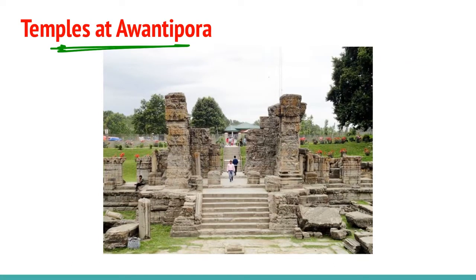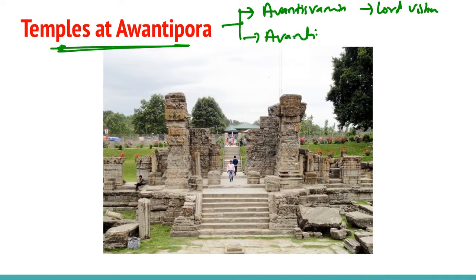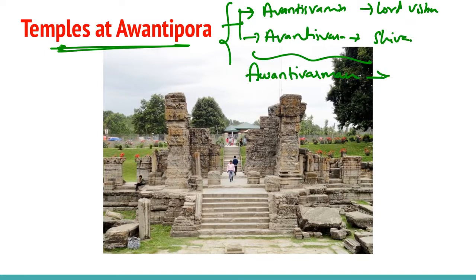Temples at Avantipura. There are two temples in Avantipura. They are Avantiswamin, which is for Lord Vishnu, and Avantishvara, which is for Lord Shiva. These two temples were built by King Avantivarman. Avantivarman was the first king of the Utpala dynasty in the 9th century AD.